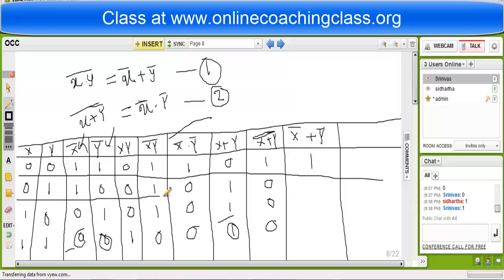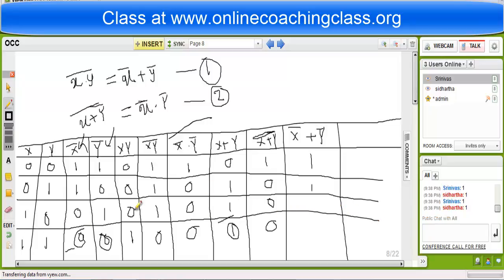Now for this case, x bar 1, y bar 0. Value is 1. Good. Now for this case, x bar 0, y bar 1. Good. And for this case, it will be 0, because both are 0. Okay.